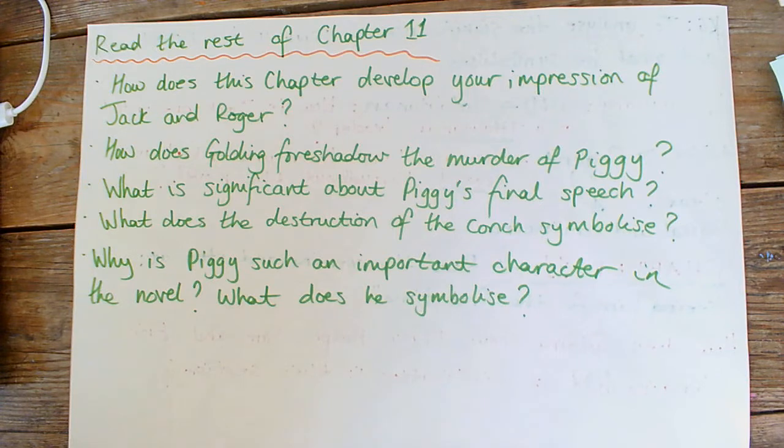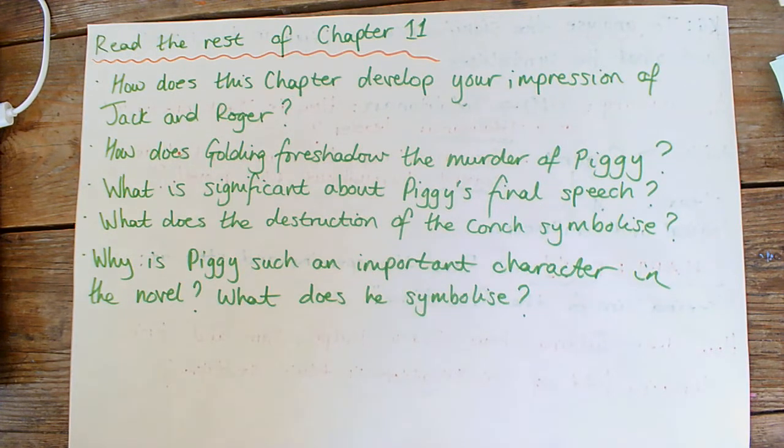So, how does this chapter develop your impression of Jack and Roger? It's interesting. Why is Roger the one that kills him, not Jack? How does Golding foreshadow the murder of Piggy?